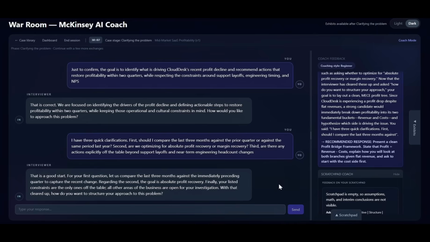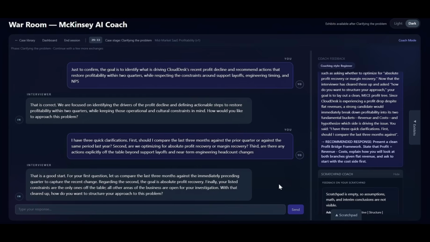Well, because this is a revenue versus cost problem, we'll look at revenue, where we check price, volume, mix, or retention. And on the cost side, we'll look at COGS, where we separate COGS from the operating expenses. And then we break COGS into the usage-based costs, fixed headcount costs, and any third-party tool costs. So our initial hypothesis is that the issue could be on the cost side, but we need more information.